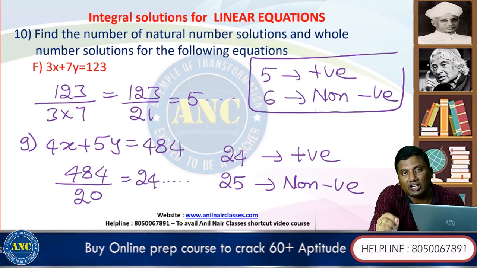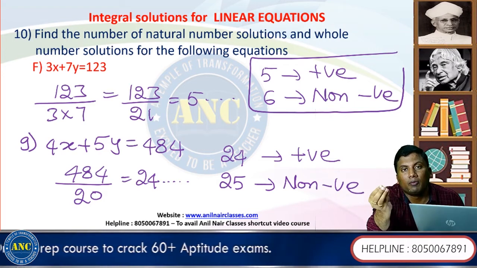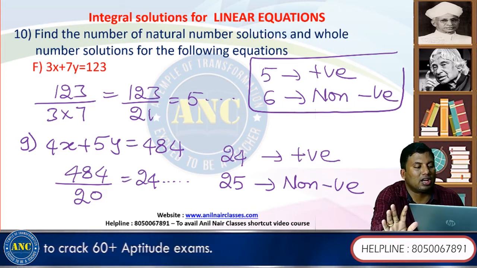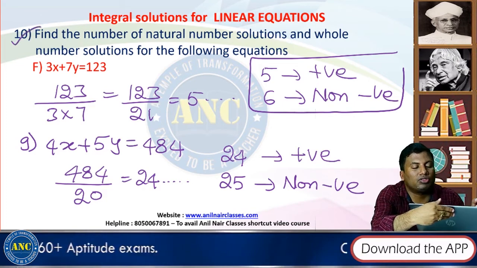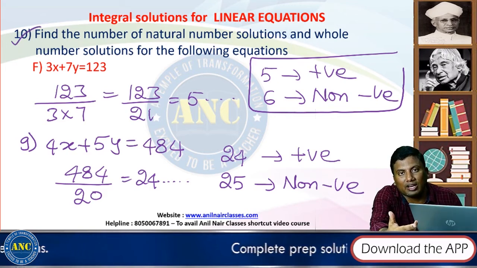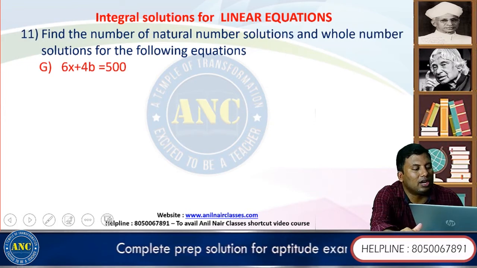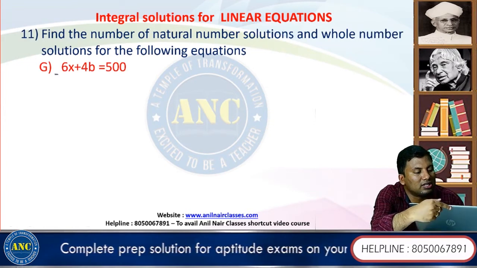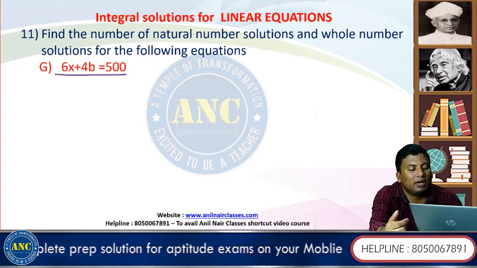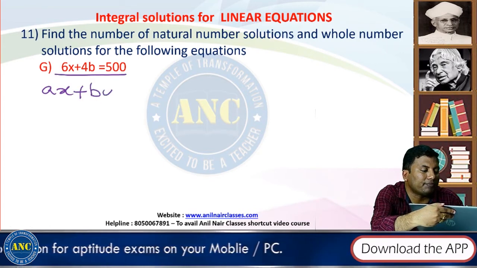We discussed a case where one of them is a factor of the constant and a case where both of them are factors of the constant. I hope this 10th problem is also extremely clear to you. Let us see this question: 6x plus 4y. Please remember, already we discussed it. Don't forget the fundamental thing.